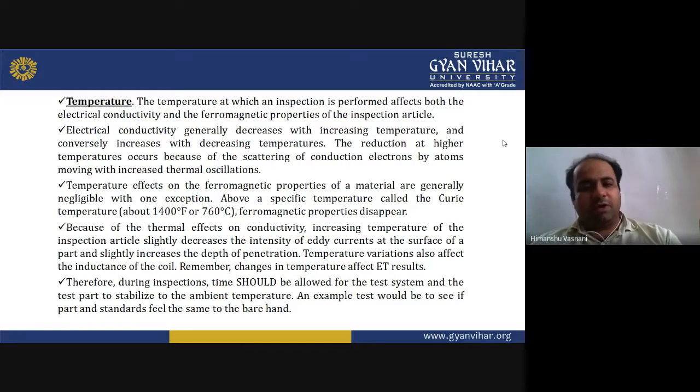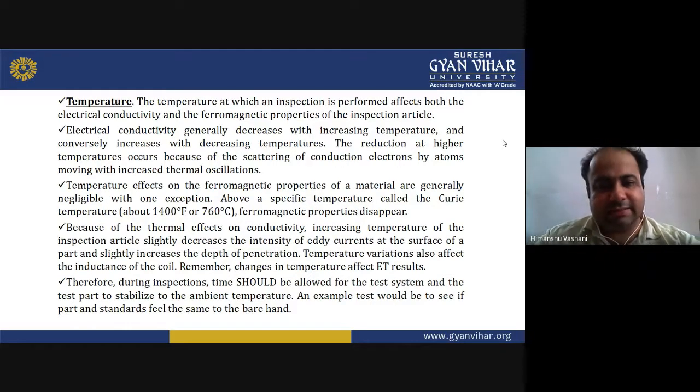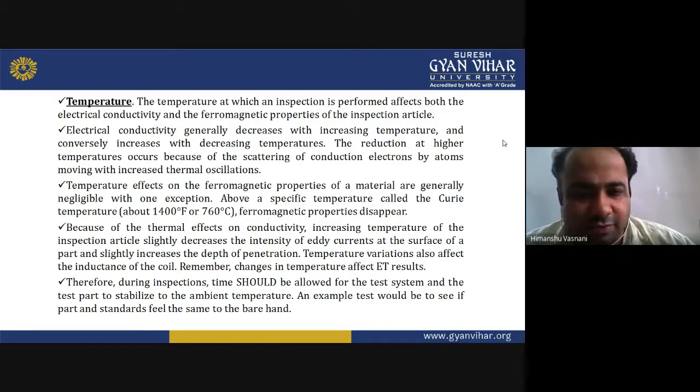That is for ferromagnetic materials properties. Ferromagnetic material properties disappear. Okay, so here they talk about the Curie temperature. Now, because of the thermal effects on conductivity, increasing the temperature of the inspection article slightly decreases the intensity of the eddy currents at the surface of the part.